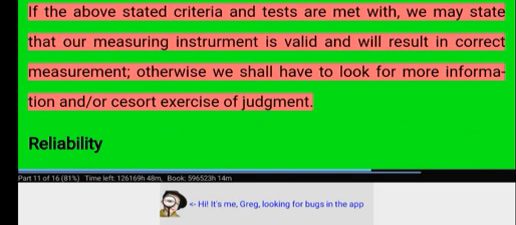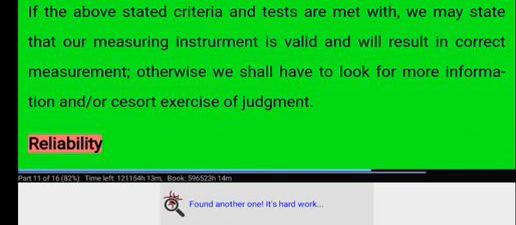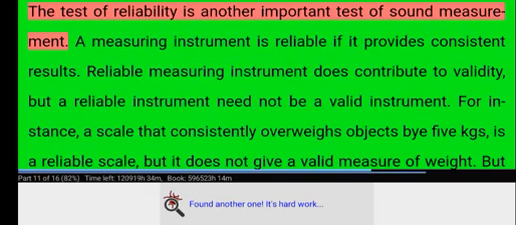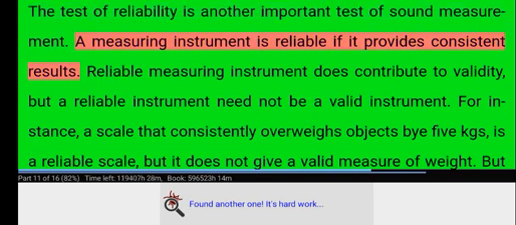If the above stated criteria and tests are met, we may state that our measuring instrument is valid and will result in correct measurement; otherwise we shall have to look for more information and or resort to the exercise of judgment. Reliability. The test of reliability is another important test of sound measurement. A measuring instrument is reliable if it provides consistent results.